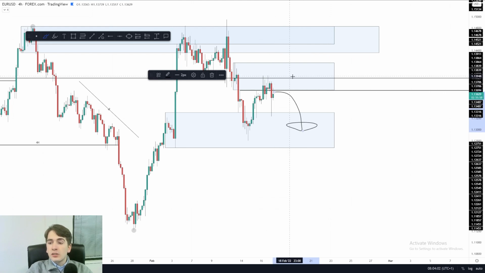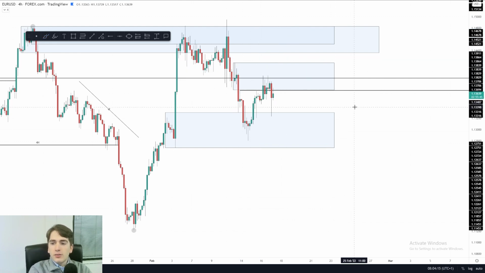Only until we, let's say, move one more time up towards these highs, then I will be looking to target further highs on euro dollar, because then I'm not convinced that this area of supply will hold. So that is that for euro dollar.